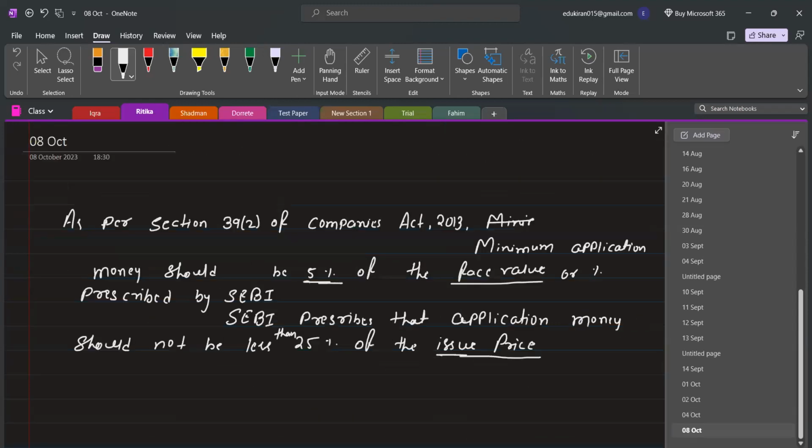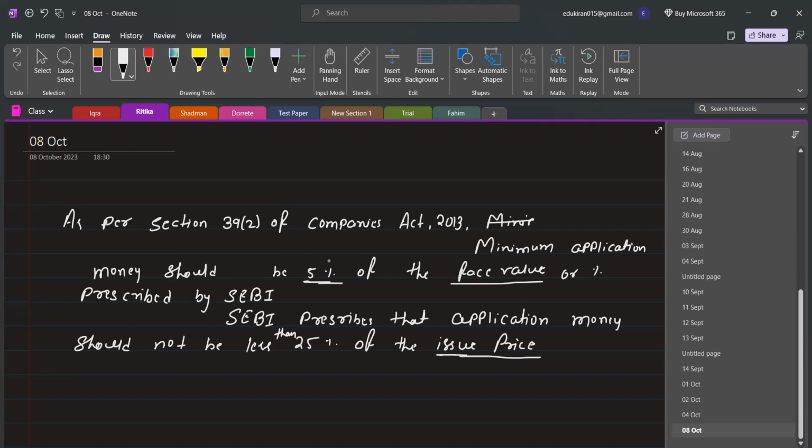I think you remember the concept that when we receive the money in lump sum, what is the journal entry? It is bank account debit to share application and allotment account. And the second entry? Share application and allotment account debit to share capital. So we know the concept of journal for lump sum and installment also, because we have already discussed the installment method.